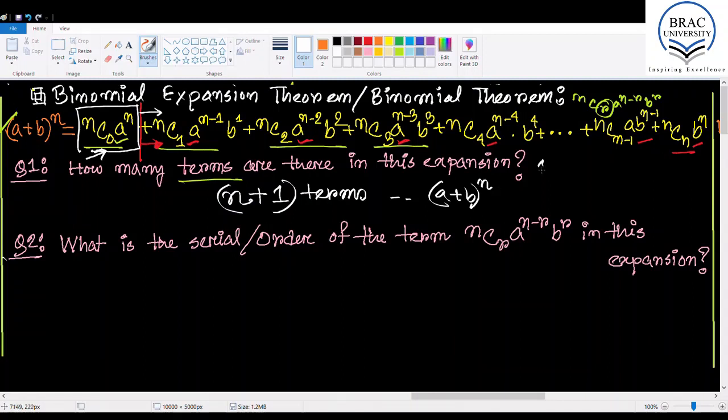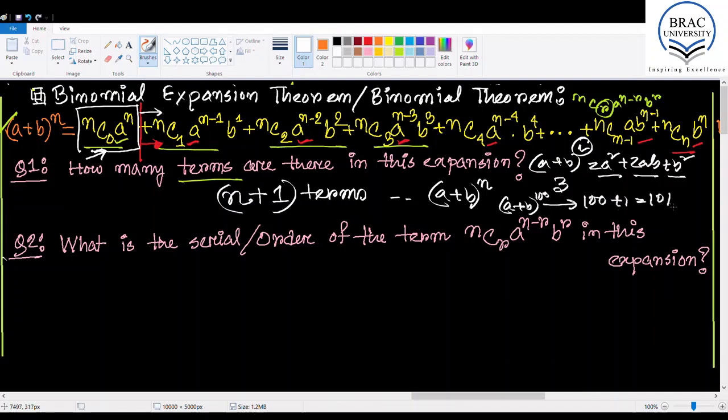We know that a plus b whole squared equals a squared plus 2ab plus b squared. How many terms are there? 1, 2, 3. And here the n value was 2, so the total number of terms was 3. So if you are asked how many terms there will be in the expansion of a plus b whole to the power 100, you'll say 100 plus 1 equals 101.